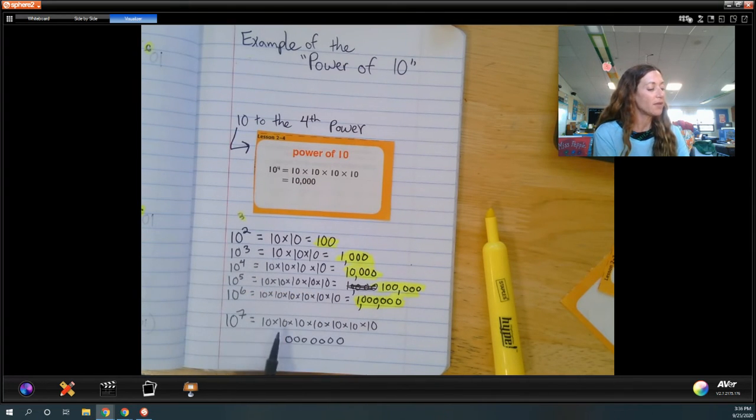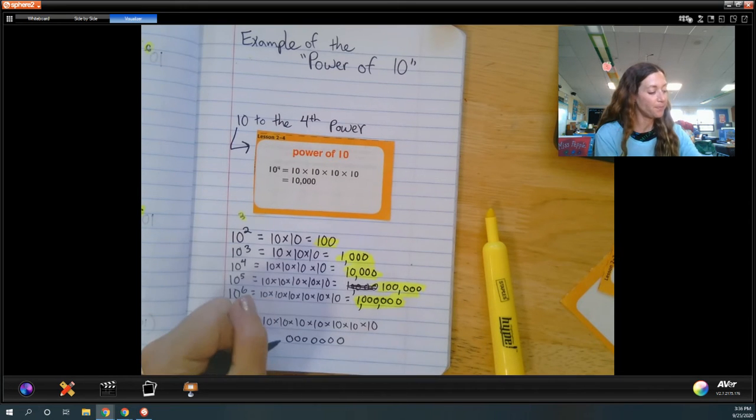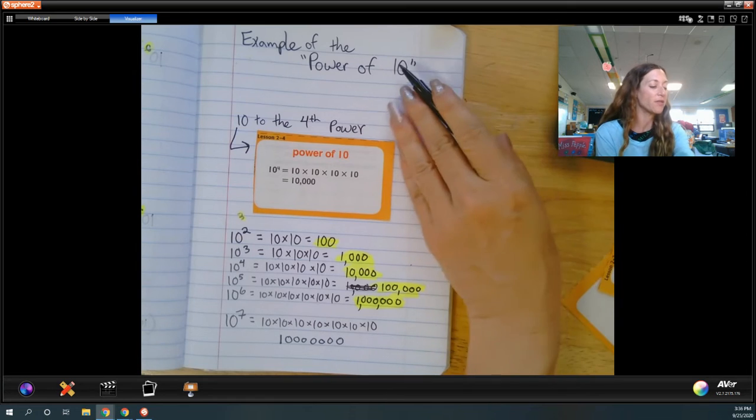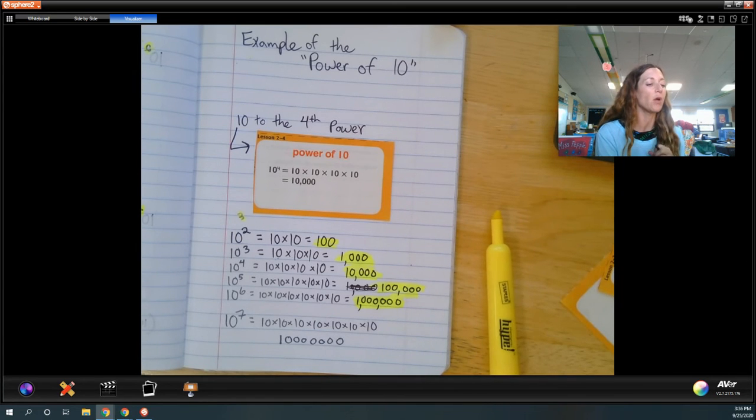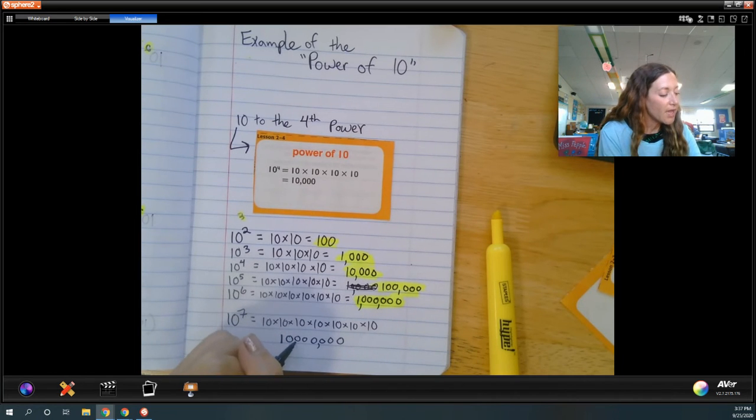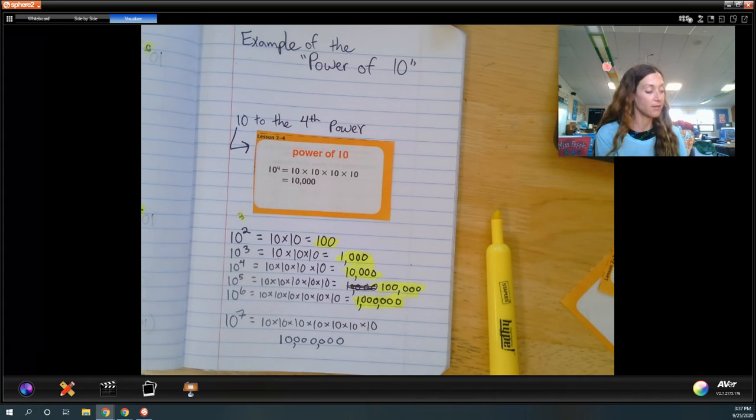I know 1 times 1 times 1 times 1. 1 times itself is always going to give you 1. And that's what is great about the power of 10, because you don't have to worry so much about your multiplication facts. Your main focus is looking at your exponents and translating that into whole numbers. So now I am not done. I need to make sure my zeros add up to 7. 1, 2, 3, 4, 5, 6, 7. And then I will add in my commas.